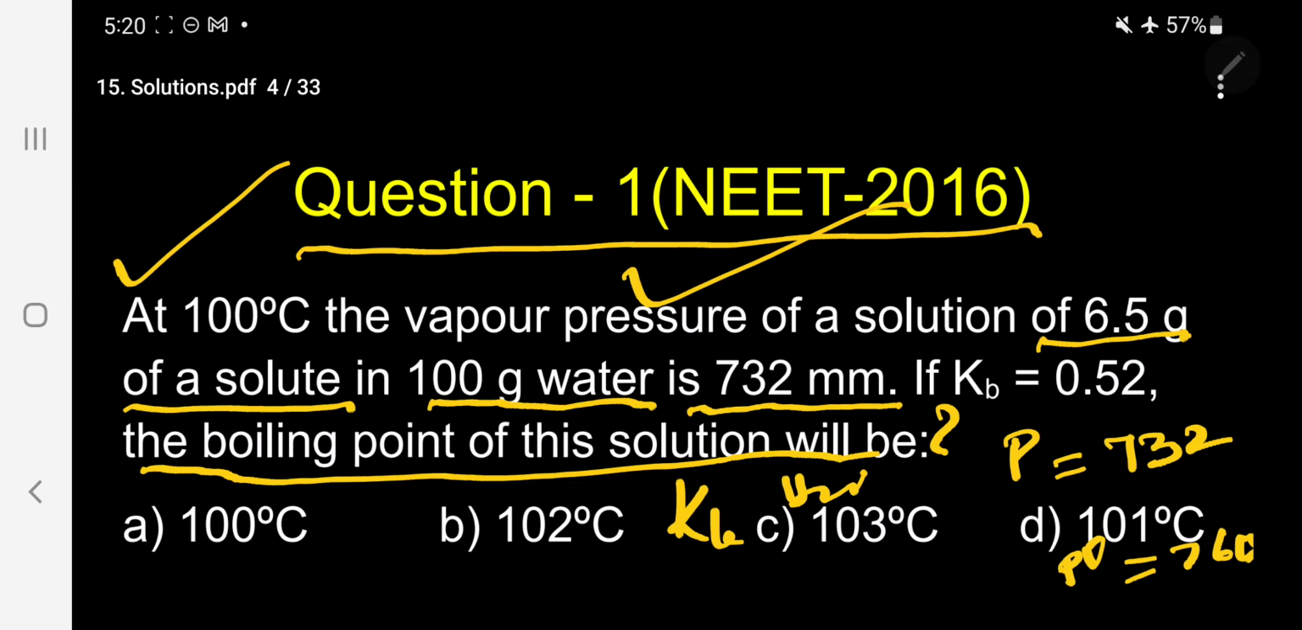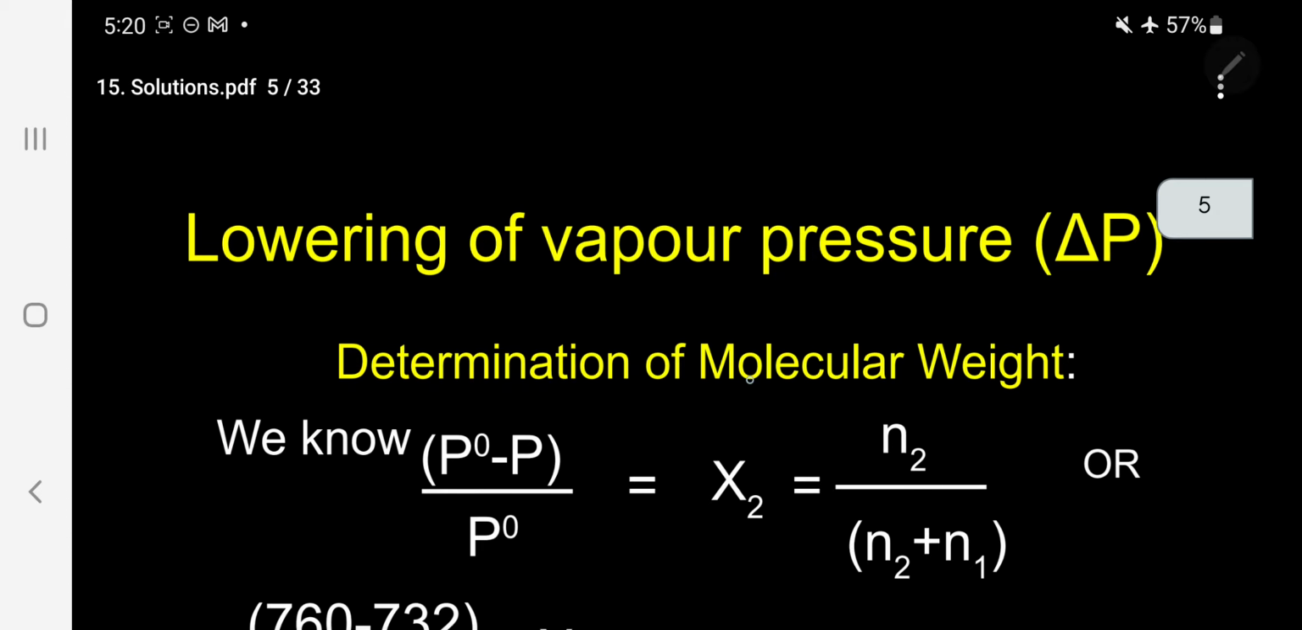So here, in this question, two headings are correlated. One is lowering of vapor pressure, the relative lowering of vapor pressure they have taken, and also elevation of boiling point they have connected. Please follow. Let me explain this. Kindly follow.